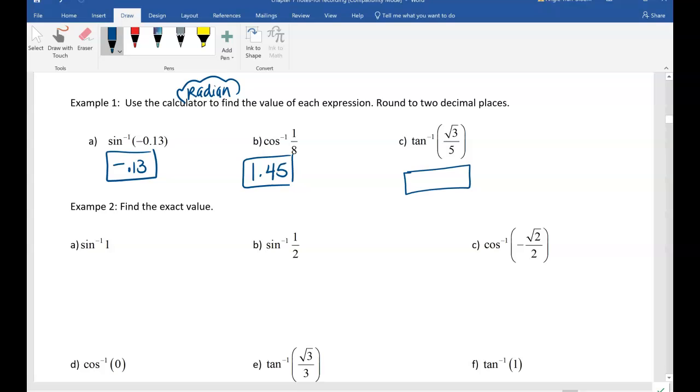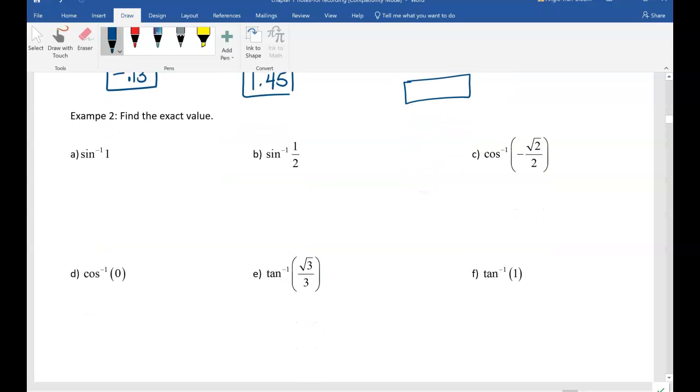Example 2, find the exact value. So the exact value meaning that you may not use a calculator, so no calculator of any type. So go ahead and put your calculator away. This is where if you know your unit circle really, really well, it helps you out. So for example, if I said, okay, sine of 30 degrees, it's what? Then you spit out sine of 30 degrees is 1/2. Well, now we're going backwards. Sine inverse of 1/2, you should be able to give me 30 degrees, aka in radians, so that's going to be pi over 6.